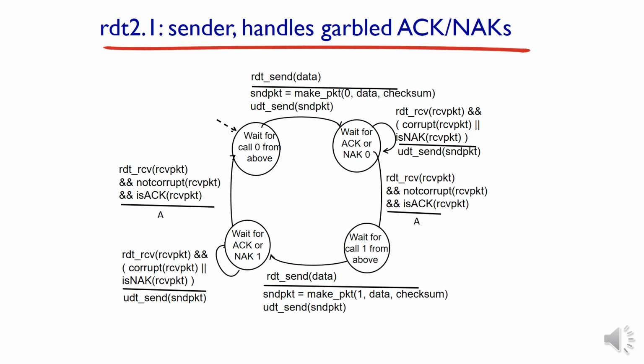So the solution of the previous problem in 2.0 was that if the ACK or NAK goes wrong or is corrupted, the sender will be unaware of the wrong ACK or NAK. Then it will start sending the same packet and it may lead to duplication. That was the issue of 2.0. So it is resolved here by checking the corrupted acknowledgement. Corrupted ACK or NAK is checked. That is the advantage over 2.0.